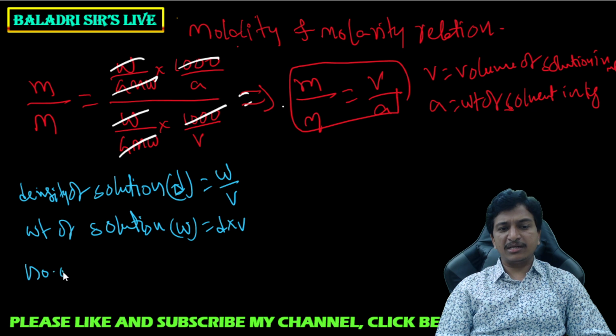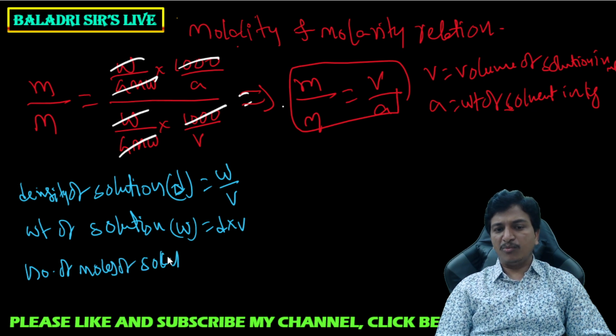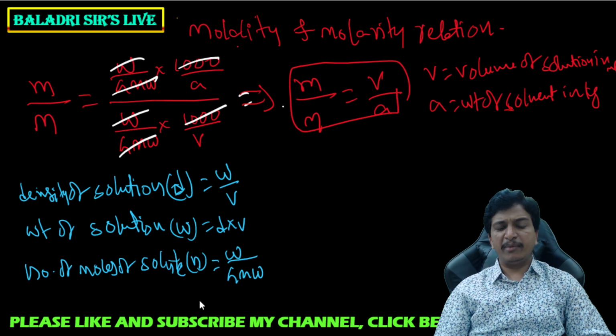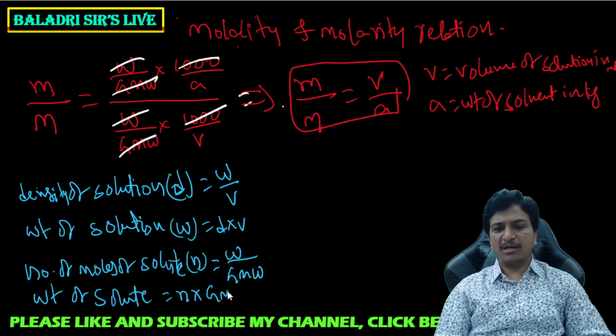Next here I can write the number of moles of solute. Number of moles of solute N will be equal to given weight by gram molecular weight. Now from this, what is the weight of solute? Weight of solute I can write is number of moles into gram molecular weight.